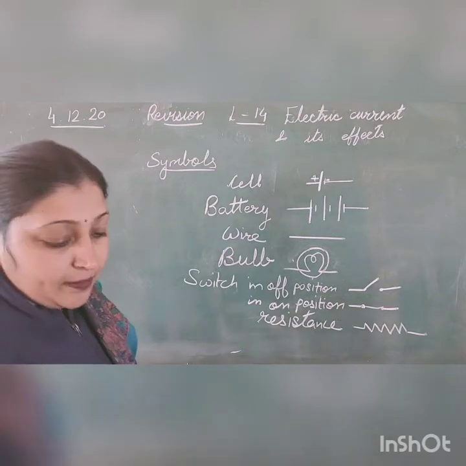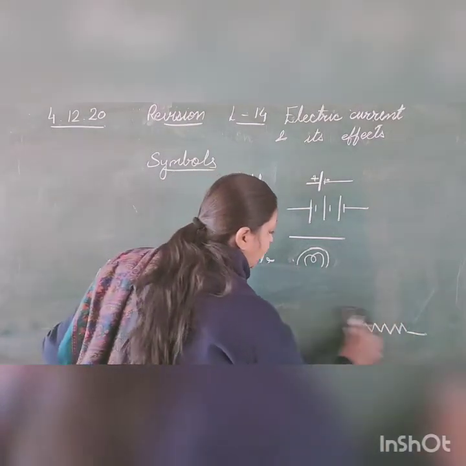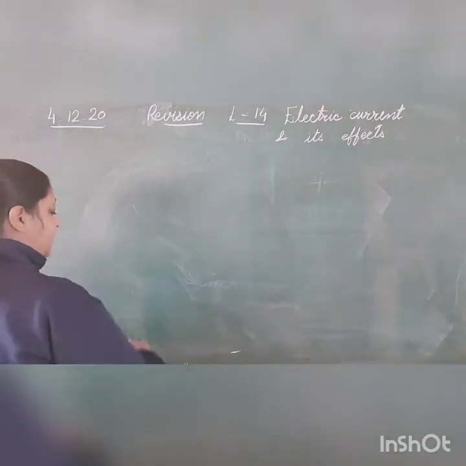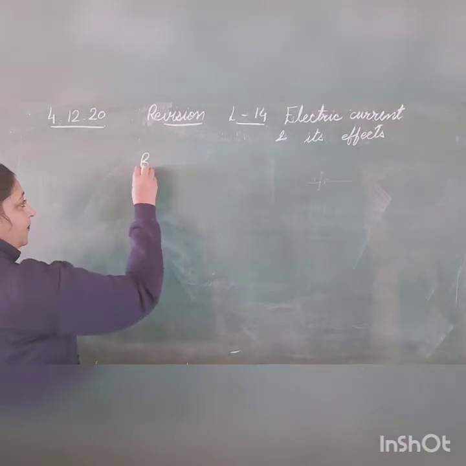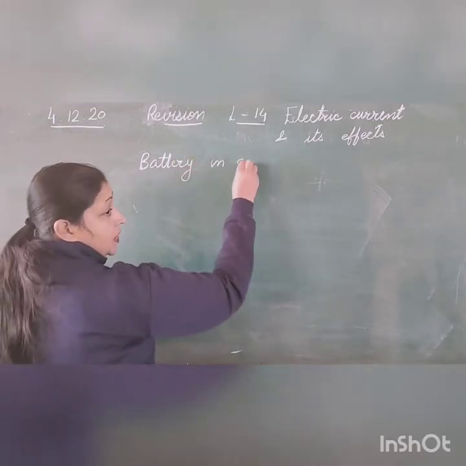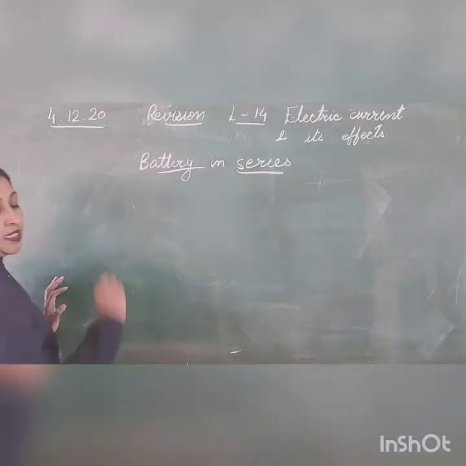How can we make a battery? We can make a battery in two ways. What is a battery? A battery is a combination of cells. And how can we combine the cells? We can combine a battery in series.